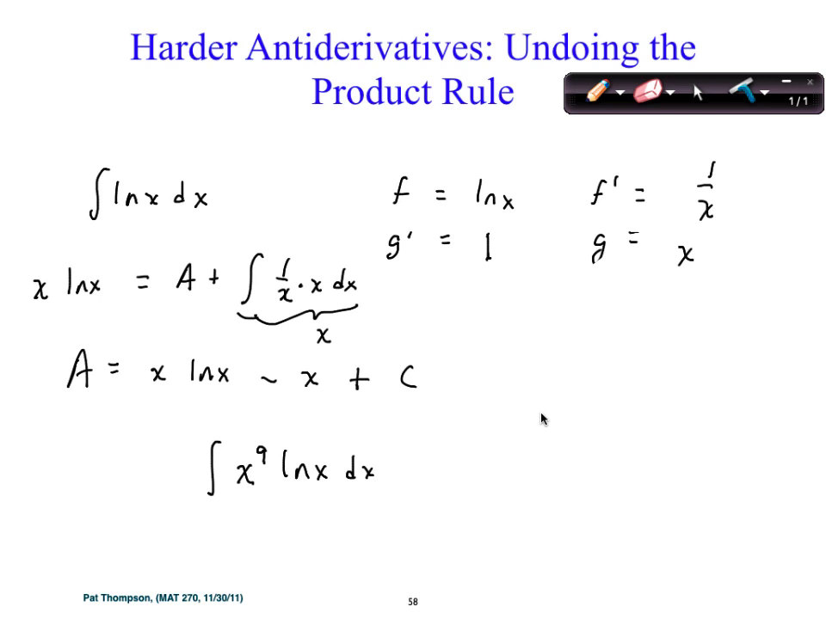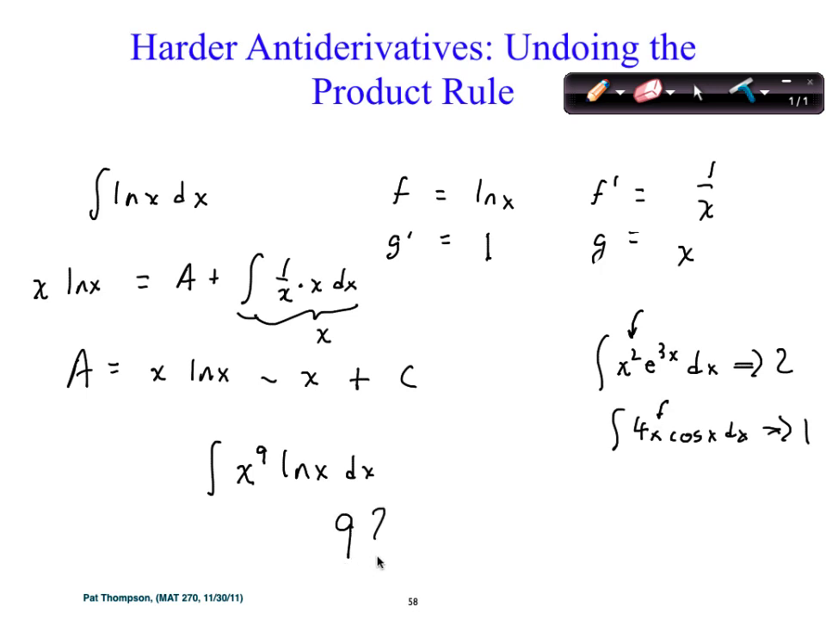So remember we saw that x squared e to the 3x? How many iterations of undoing the product rule did that take? 2. And we saw 4x cosine of x. How many did that take? So where's that number coming from, right? So how many times will this take? Approximately 9. No, do it. These are different. So, on your own time, do it and find out that it doesn't take 9 times.